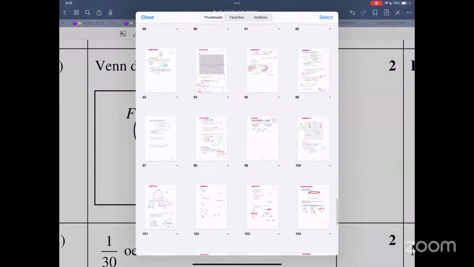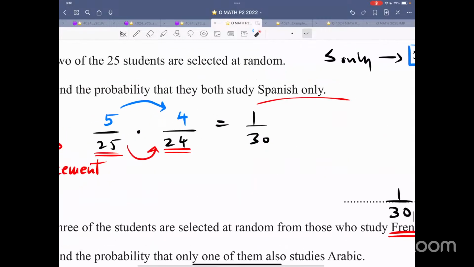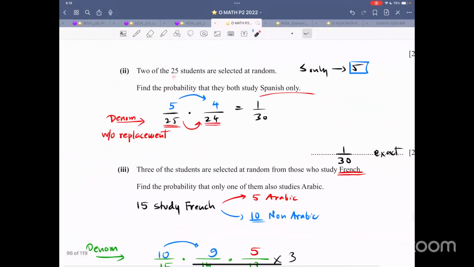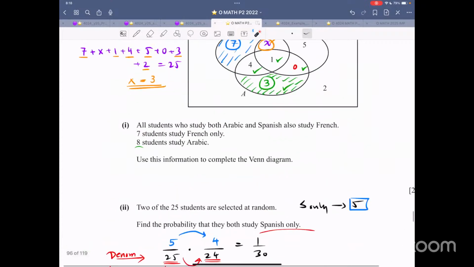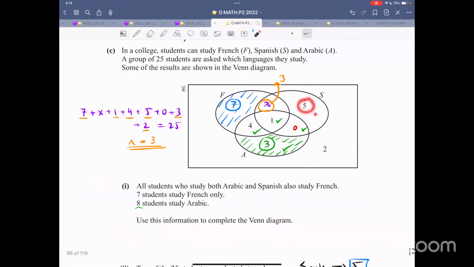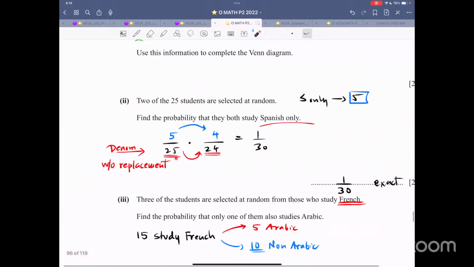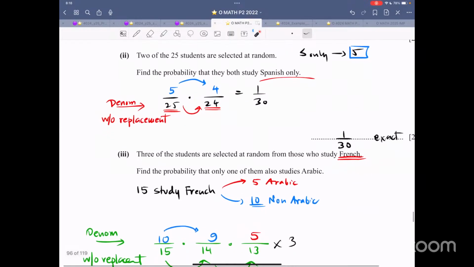Let me go back over here. Now it says 2 of the 25 students are selected at random. Find the probability they both study Spanish only. So Spanish only is 5. So 25 becomes 24. Numerator becomes lesser over here. So 25 becomes 24, 5 becomes 4. Multiply. This is just like red card, red card. There is no multiplication by 2. The order does not matter. The order does not change.